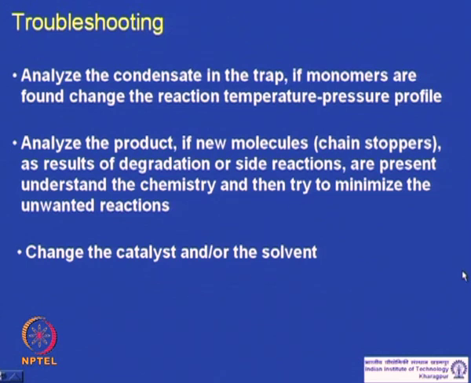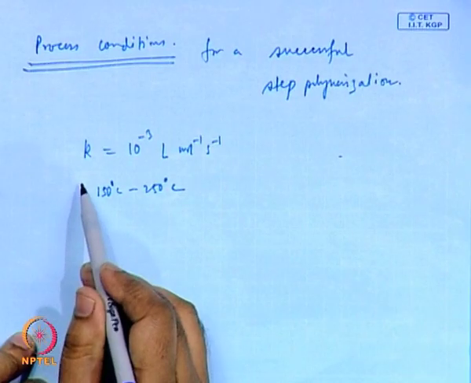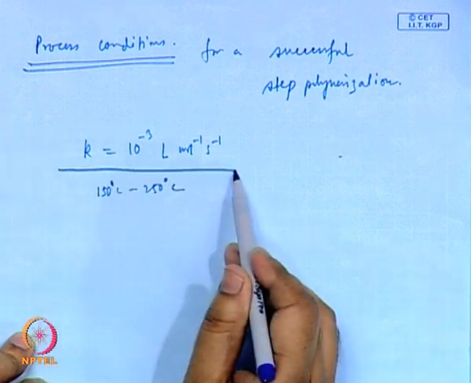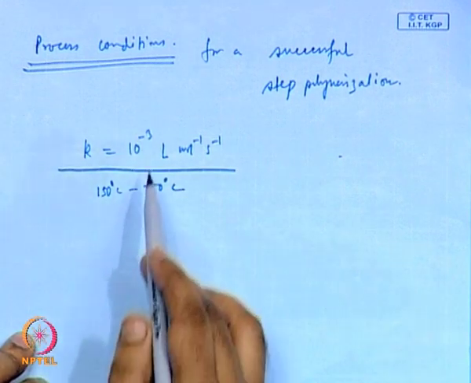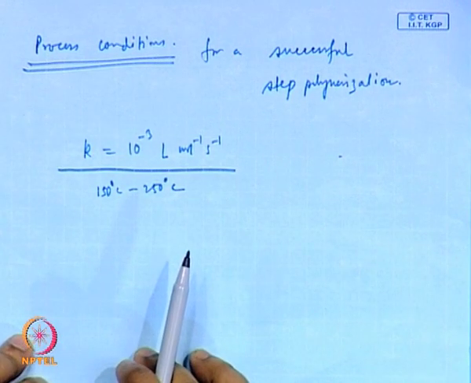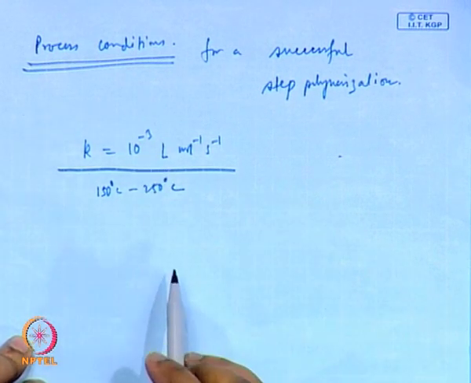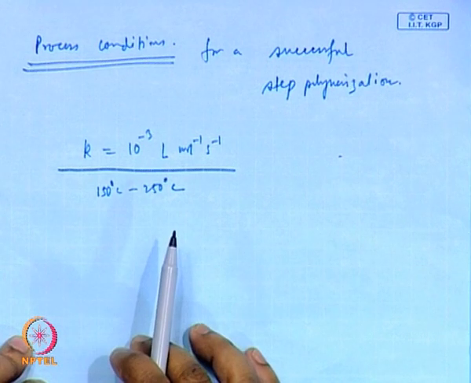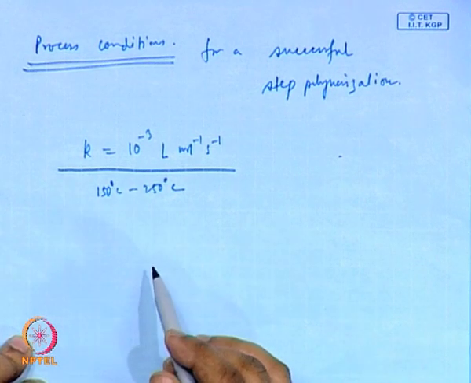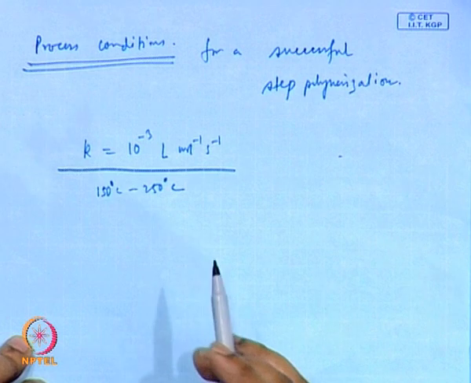Now, let us go back to the last lecture. We talked about that the rate constant K for step polymerization is quite low, 10 to the minus 3 liter per mole per second. Now, there are a few exceptions. There are actually very few exceptions.